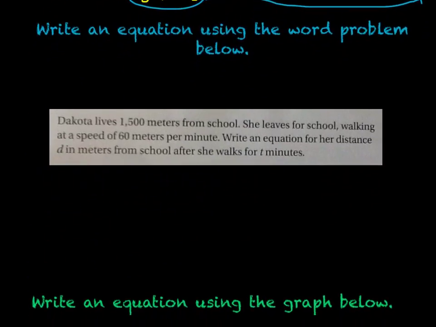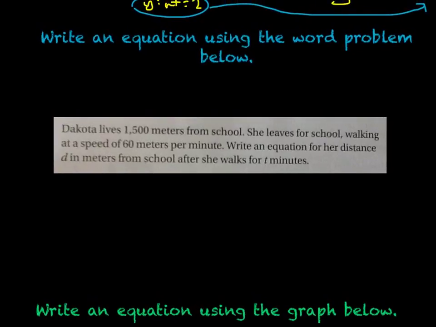Now let's write an equation using a word problem or a description. Dakota lives 1,500 meters from school. She leaves for school walking at a speed of 60 meters per minute. Write an equation for her distance d in meters from school after she walks for t minutes.